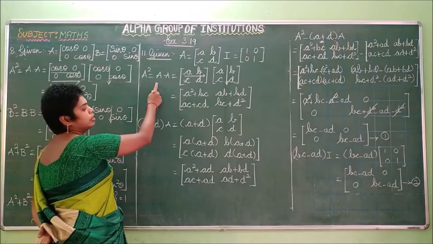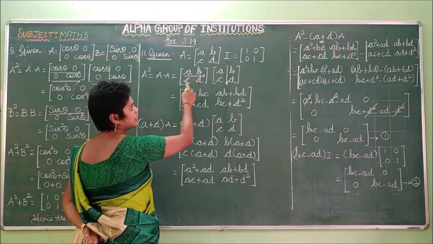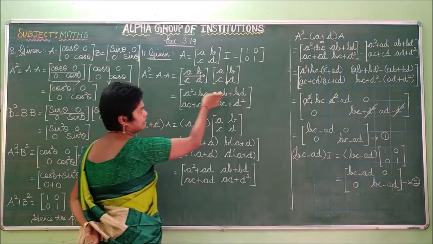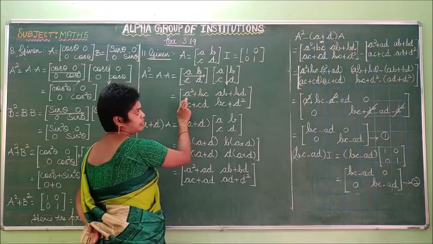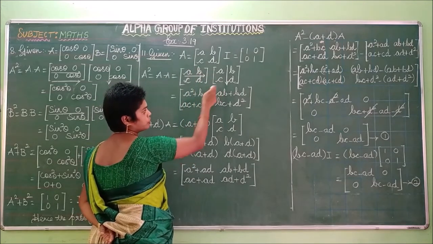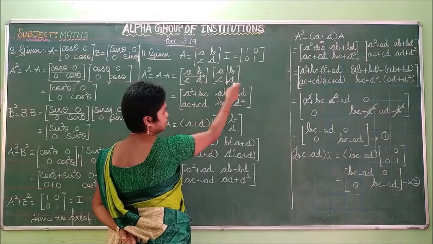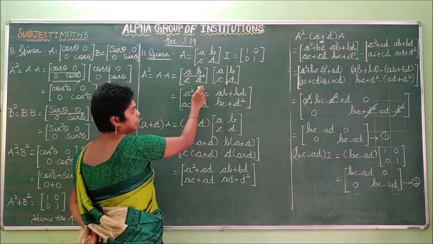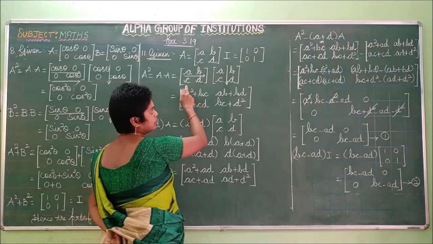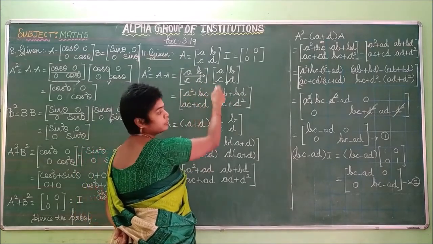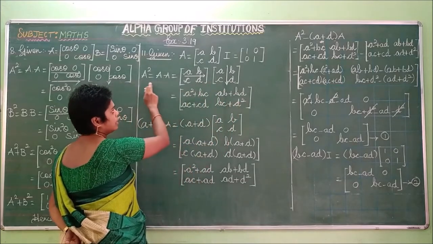A squared is equal to A into A. So here our A is [a b; c d]. First row into first column: A into A, A squared, plus B into C. Then first row, second column: A into B plus B into D. Then second row, first column: A into C plus C into D. Then second row, second column: B into C plus D square. So this is our A squared value.